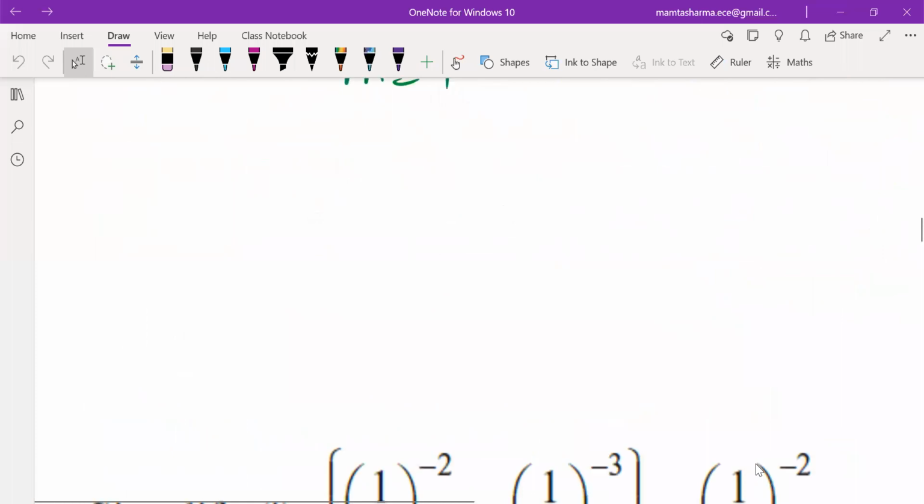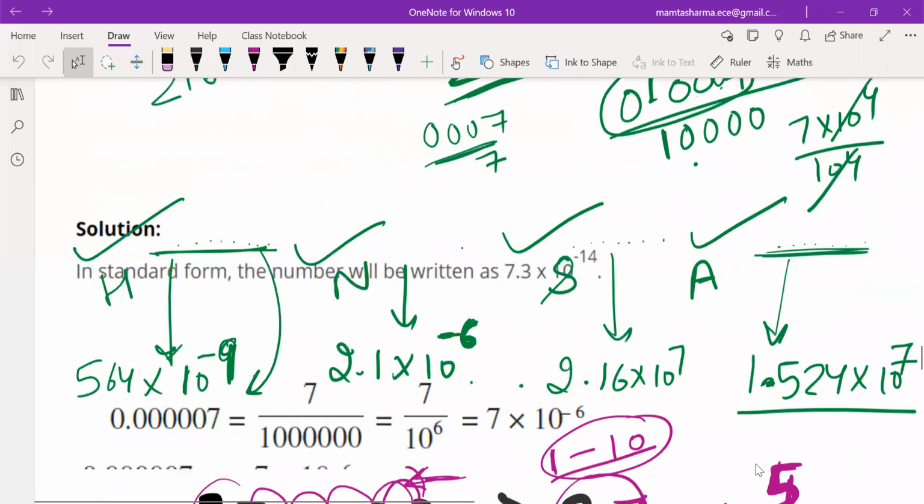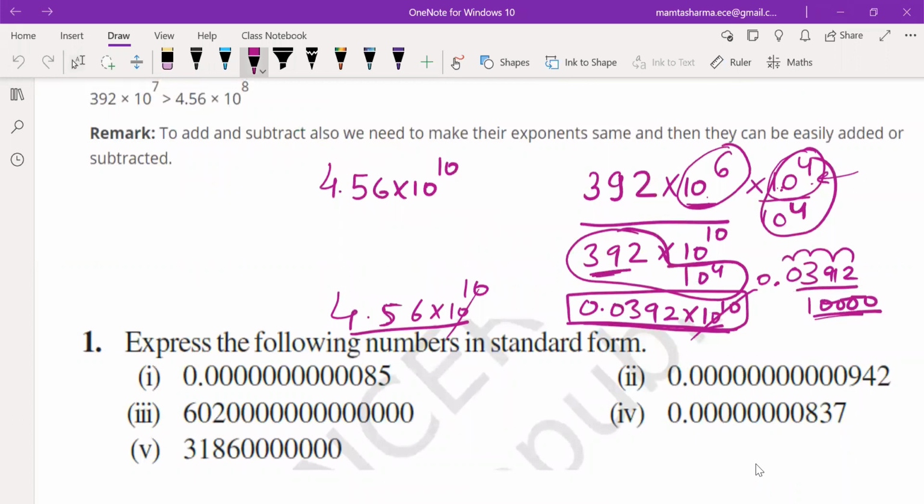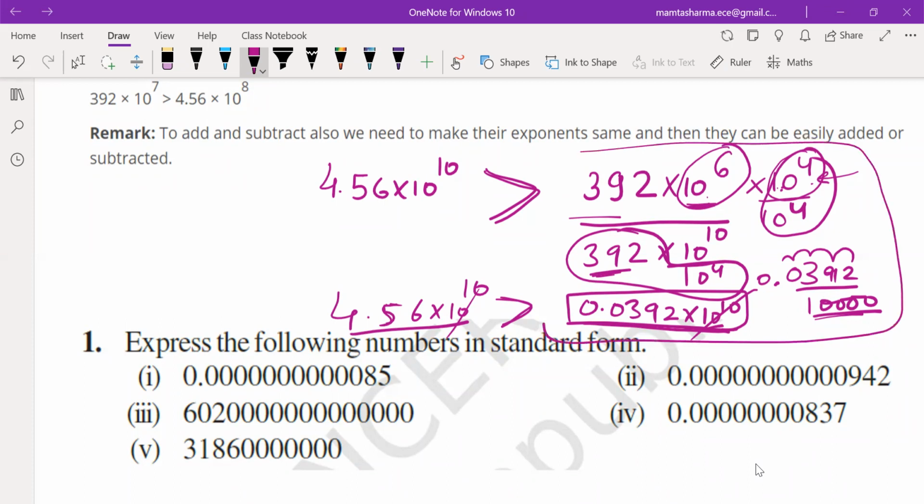So which number is greater? Okay, we were at this point. So which number is greater? 4.56. Obviously 4.56 is greater than 0.0392. So we can say this number is greater than 392 into 10 raised to power 6. So this is the way. Are you getting this part? Did you get this part? How to make their exponents equal?